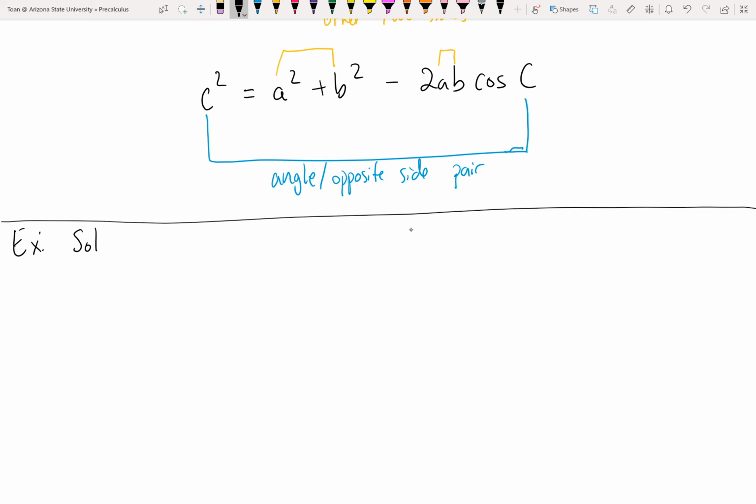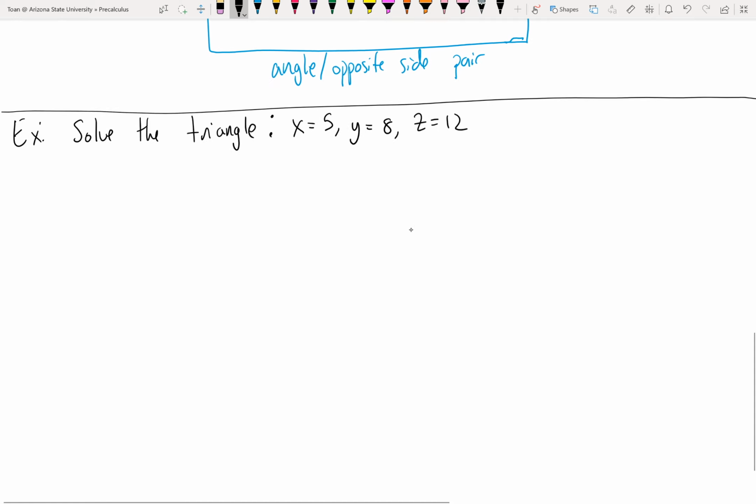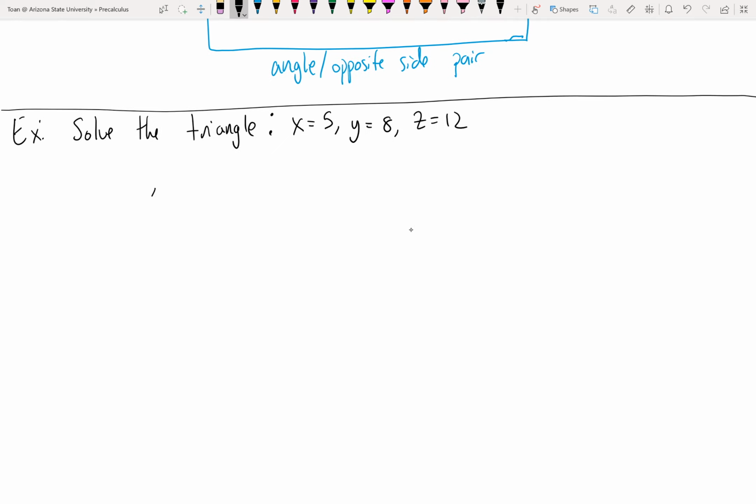So for example, if I ask you to solve the triangle, and the information I give you is x equals 5, y equals 8, z equals 12. Notice how they're all lowercase letters, so what I gave you are all three sides. So I have x, y, and z. Just put them anywhere you want. Let's fill in what we're given. Side x is 5, side y is 8, side z is 12.